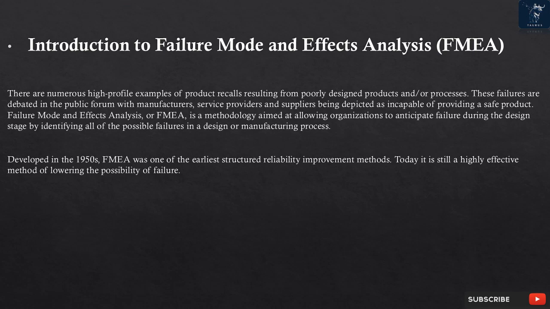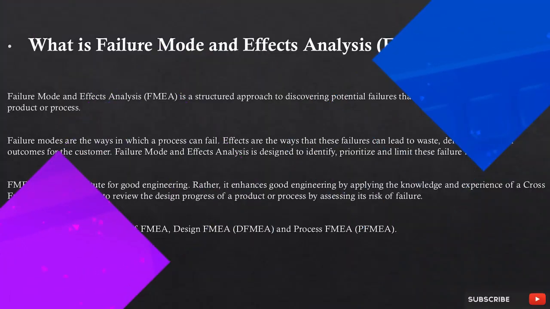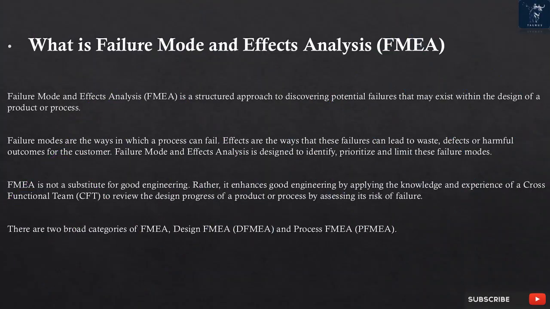Developed in the 1950s, FMEA was one of the earliest structured reliability improvement methods. Today it is still a highly effective method of lowering the possibility of failure. What is Failure Mode and Effects Analysis, FMEA? FMEA is a structured approach to discovering potential failures that may exist within the design of a product or process.